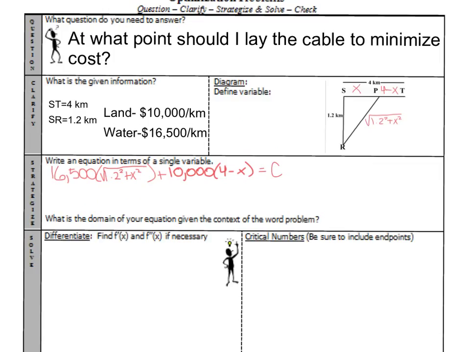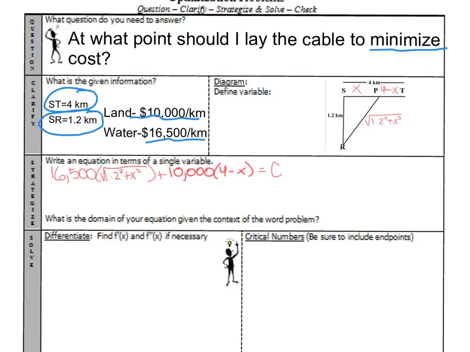So on your template, you can see I filled in a few things. If you need to pause the video, that's great. So first of all, the question is, at what point should I lay the cable? And I want to minimize cost. So we have to label the defined information. We are told the length is 4 kilometers for the whole distance on land, and then we're told 1.2 is from SR, and we're told the cost for land versus water. And here we have our labeled diagram.